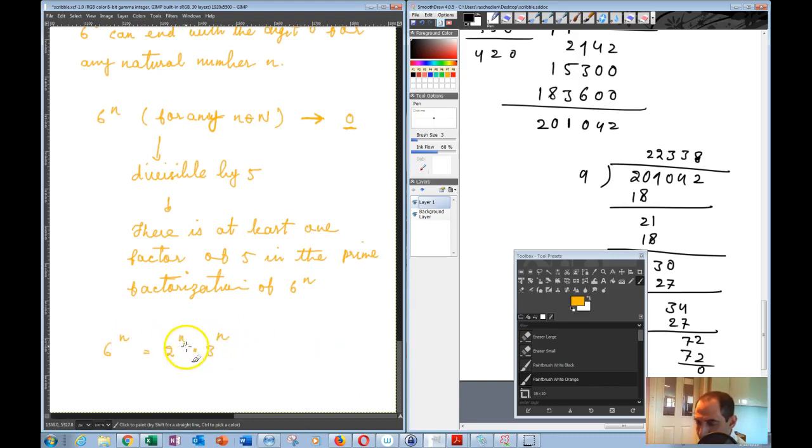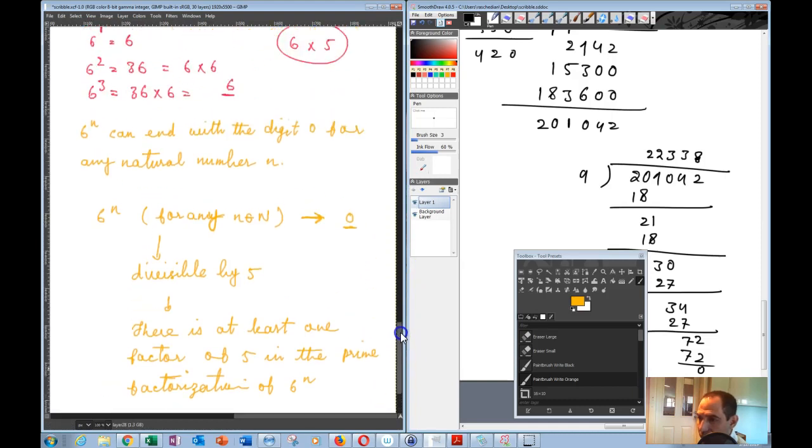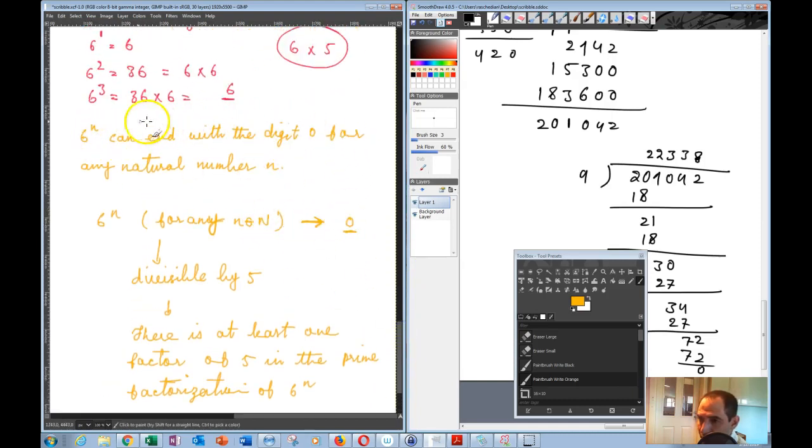So that means that in the prime factorization of 6 raised to the power n, there is an n number of 2's and there is an n number of 3's in there, but there is no 5 in there. It's not possible that you can get a 5 in the prime factorization of this number. So since this is not possible, that means that it's not possible that the number is divisible by 5. And so, since the number is not divisible by 5, it's not possible that the number ends in a 0. And that's your answer. So 6 raised to the power n cannot end with the digit 0 for any natural number n. That's an interesting way of solving this problem.